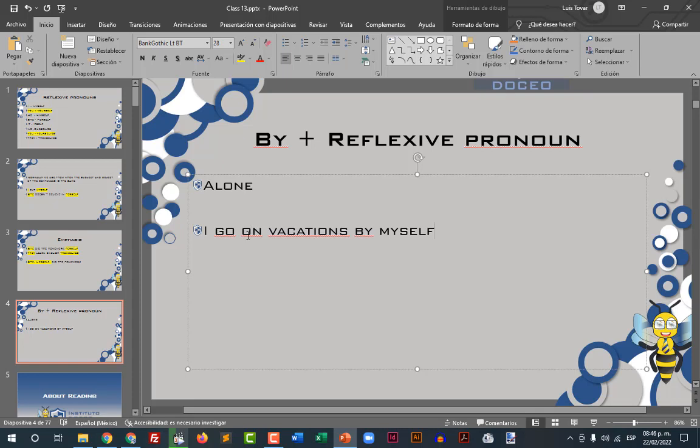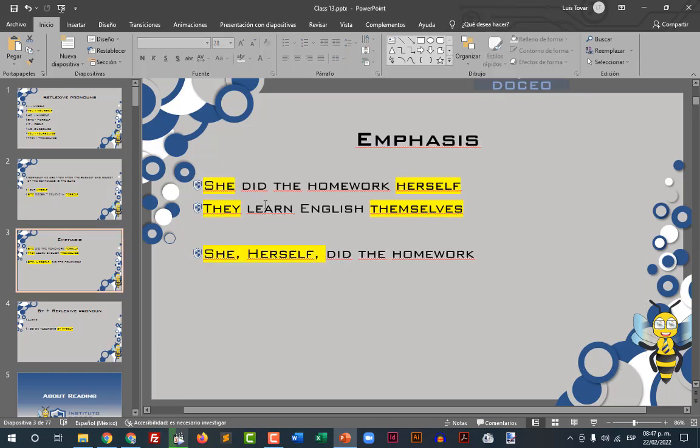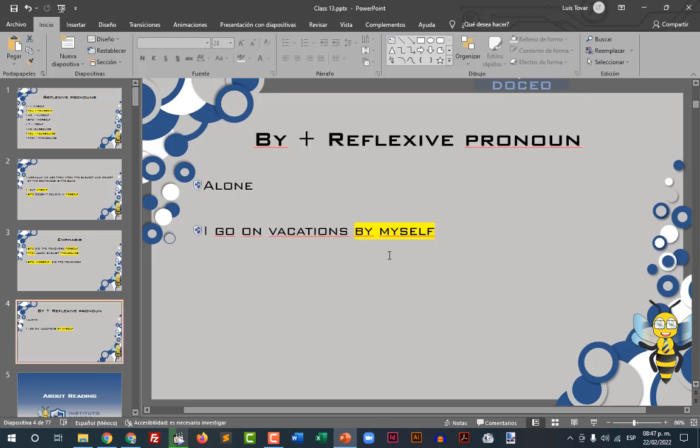For example, I go on vacations by myself. It expresses that I do the activity alone. This is to do emphasis. I could also say I go on vacations myself, but that is just making emphasis that I do it by my own. Normally it expresses that it's something difficult for a person to do. But in this case, I am not expressing that it's difficult for me to go on vacations. I'm just expressing that I do it alone.